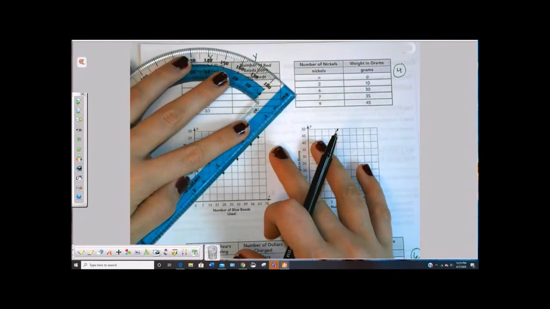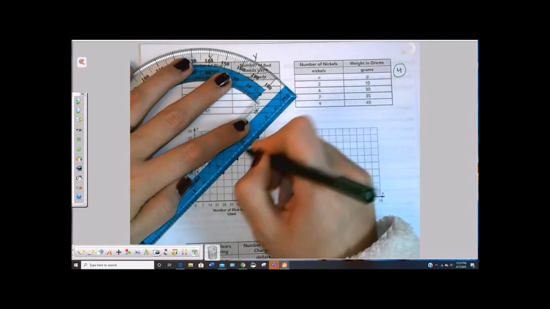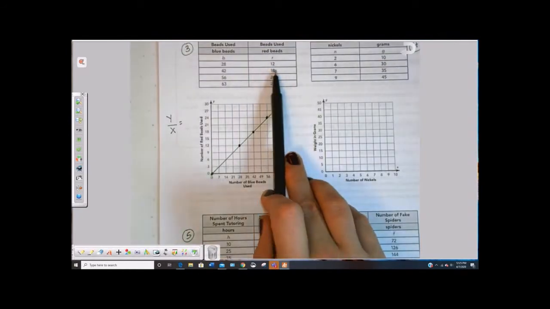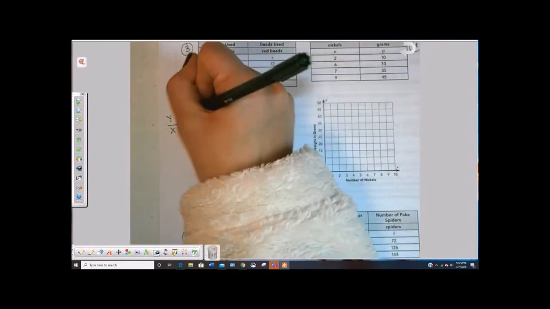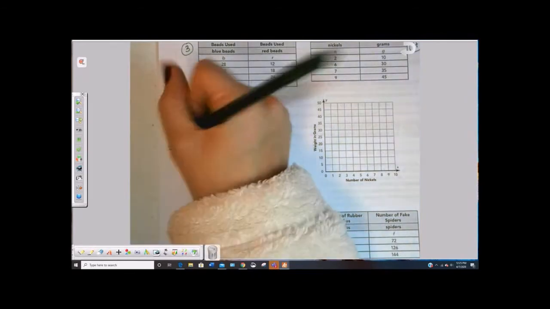Connecting those points, we see that it makes a straight line, and it also goes to the origin, so finding our constant. Constant is y over x, so looking at our first point, our y is 12, and our x is 28. And that simplifies down to 3 over 7. So we just did 3 examples, and I want you to try and do 3 on your own.